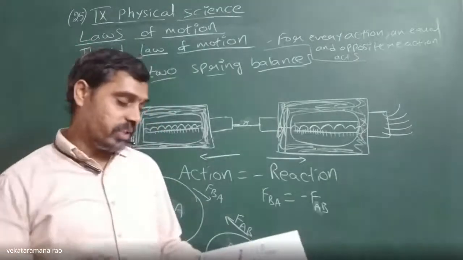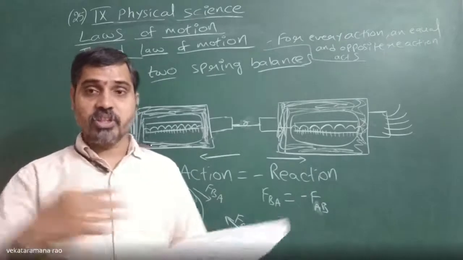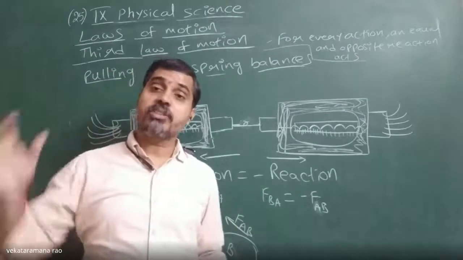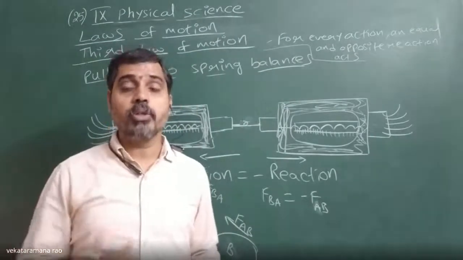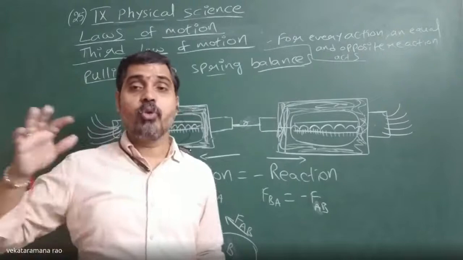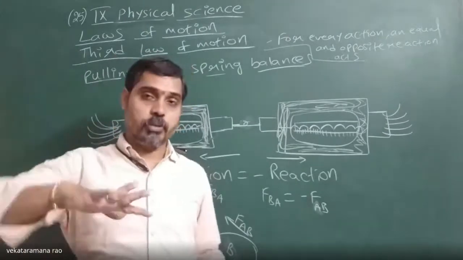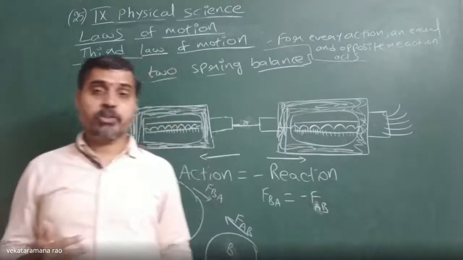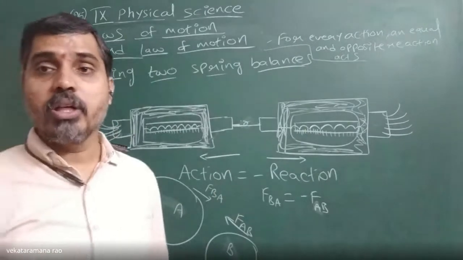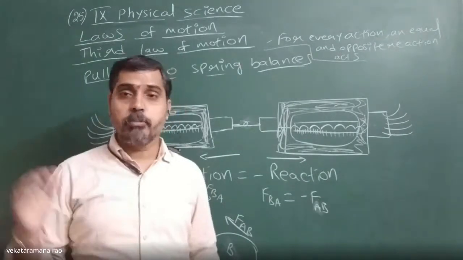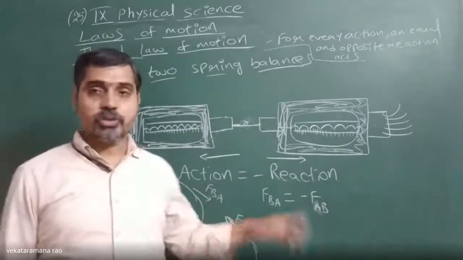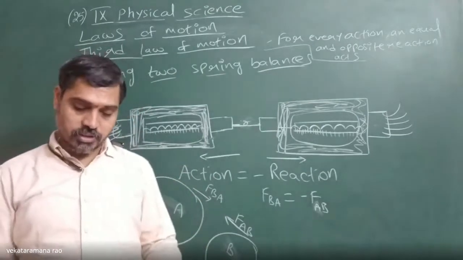If two objects interact with forces, the force acting by the first body on the second body is equal in magnitude but opposite in direction to the force acted by the second body on the first body. The force acted by the first body on the second is known as action, and the force acted by the second body on the first, in opposite direction but same magnitude, is known as reaction. That's why action is equal to minus reaction.